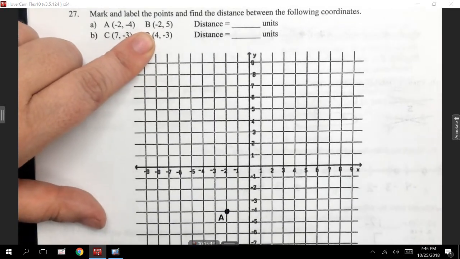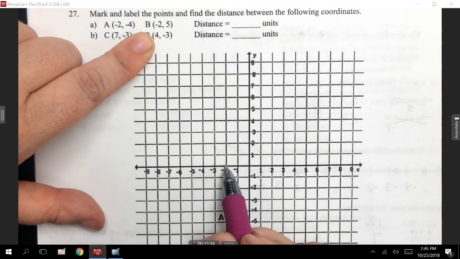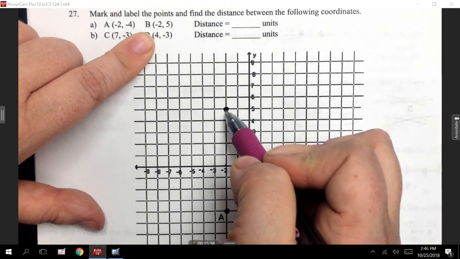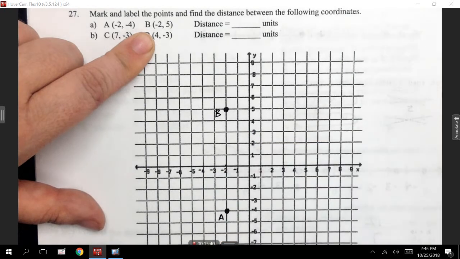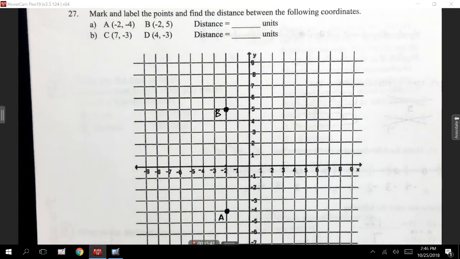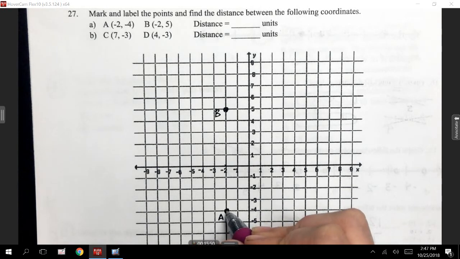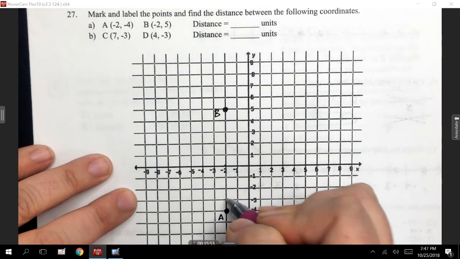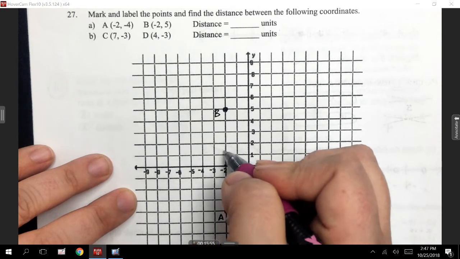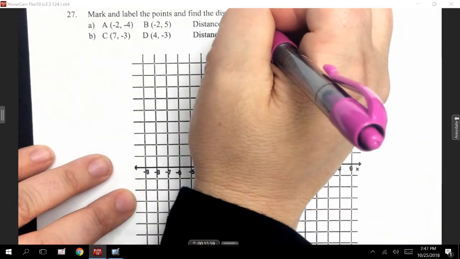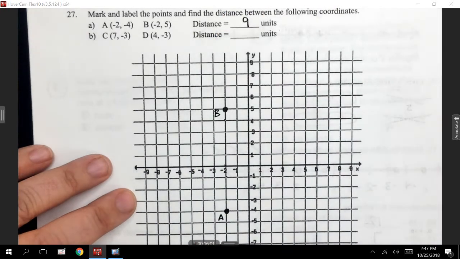For B, we're at -2, +5. So I'm going up to 5. So there's B. Okay, we've got to count how far apart they are. You can start at whichever one you want. Please remember, pick where you're going to start, put your pencil tip there, and after that, start counting. So now that I'm at A, I'm going to count. 1, 2, 3, 4, 5, 6, 7, 8, 9. So I get 9 units, and units is already written in for me.